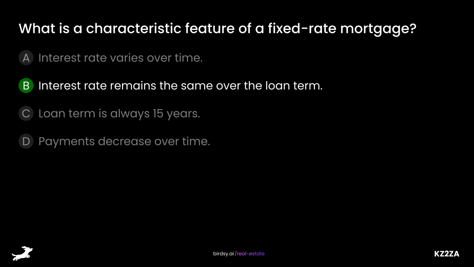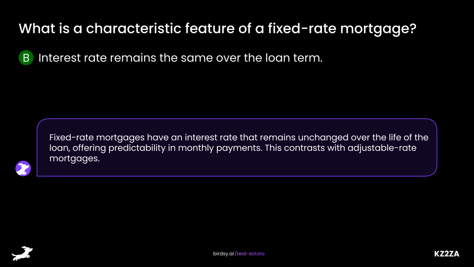The answer is B, interest rate remains the same over the loan term. Fixed-rate mortgages have an interest rate that remains unchanged over the life of the loan, offering predictability in monthly payments. This contrasts with adjustable-rate mortgages.